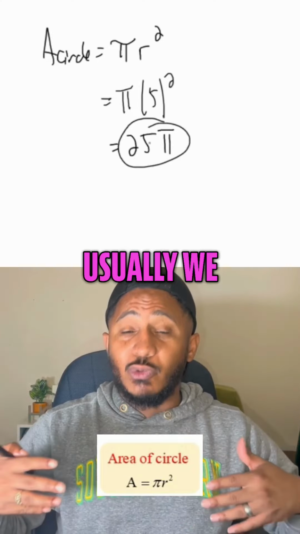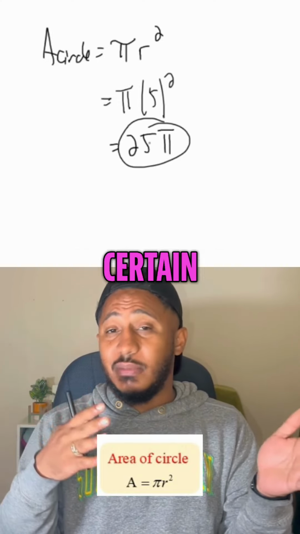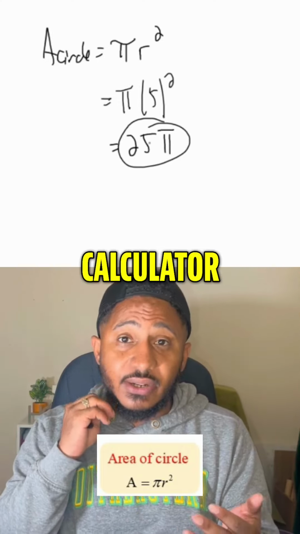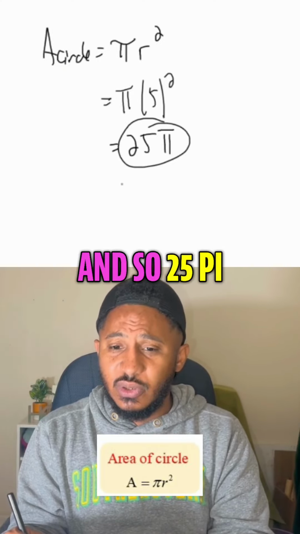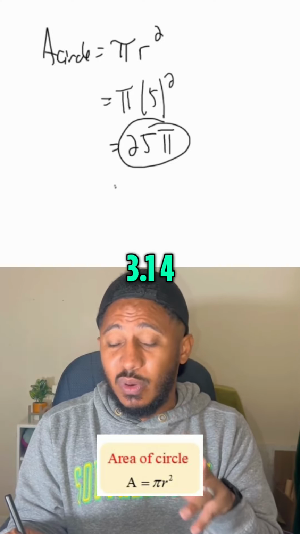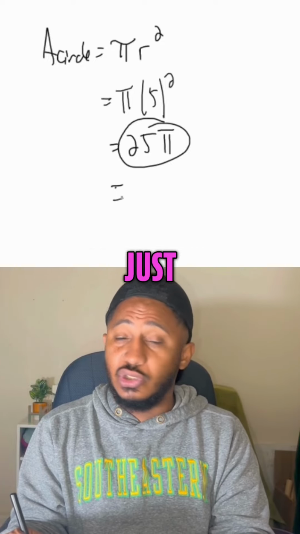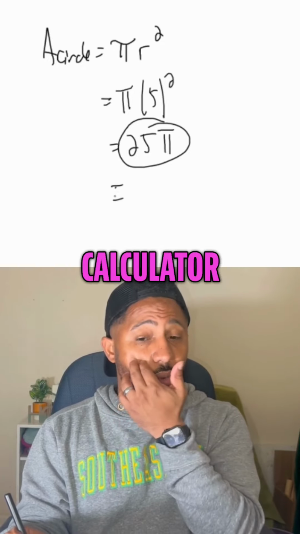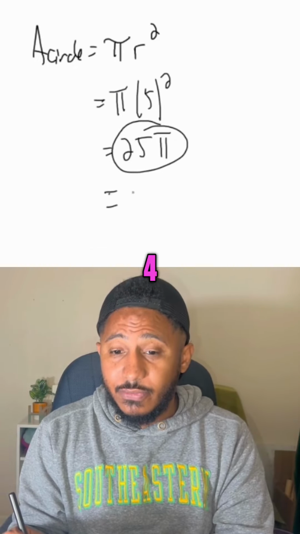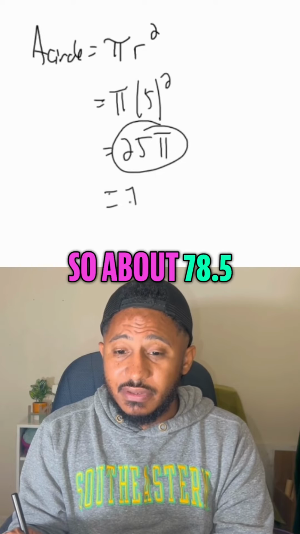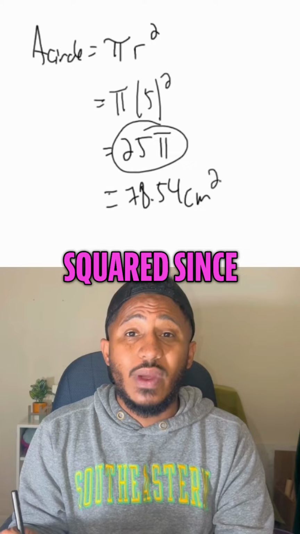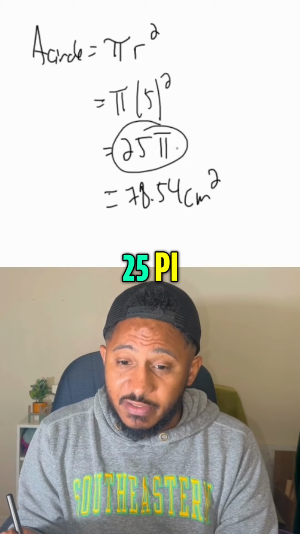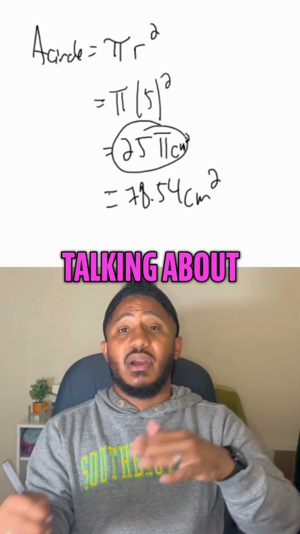Now, usually we round this number to a certain amount of decimal places. So put it in your calculator and find out approximately how much the value is to get an approximate value. So 25 pi, since pi is about 3.14, or you can just use the pi number in your calculator, we get about 78.54 centimeters, and again, centimeters squared since we're talking about area. Same thing here, 25 pi centimeters squared since we're talking about area.